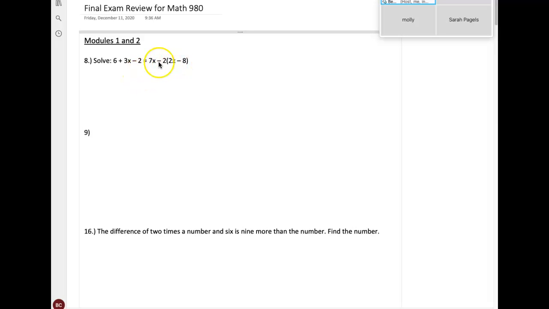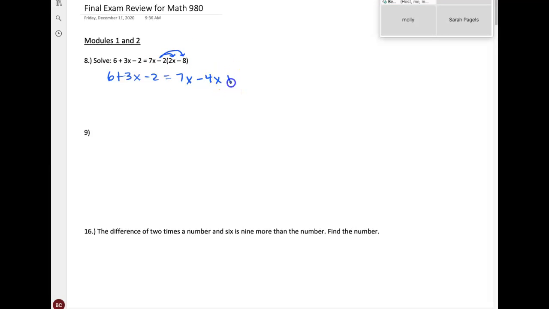So on this first one, we want to make sure if there's anything to distribute, that we go ahead and get that distributed through. So I'm going to take this -2 and distribute it. Make sure whatever sign is in front of it, that negative needs to go with it. So when I write this down again, on the right-hand side, I'll have 7x minus 4x and then plus 16. Right? For some reason, that second one, when you're distributing that negative through, sometimes people forget to do that.